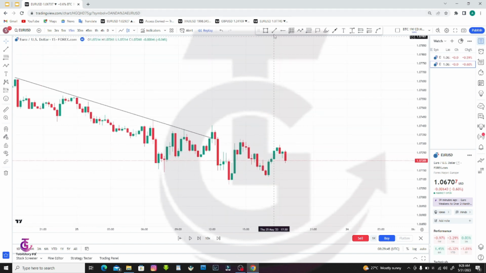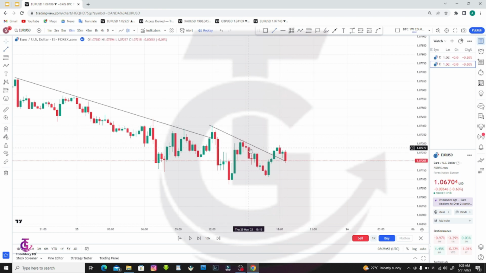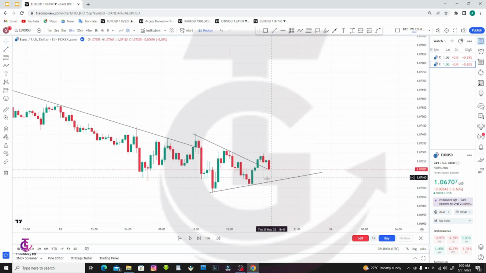Now let me talk about this also. Look at this trend line. Price touches here, rejected. And look at this also, price created this. Now this is another signal for you. If you are selling or you are buying, just know this place will be your take profit point.